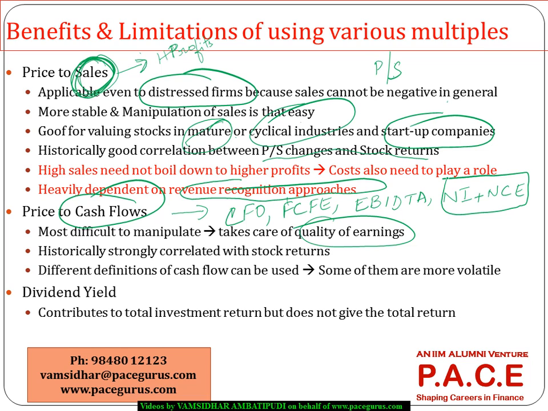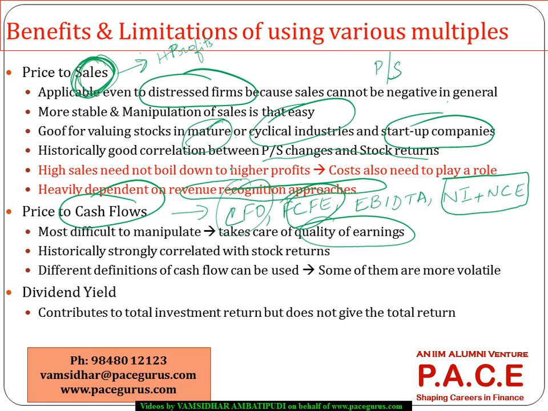So which one is more reliable or more suitable? Because let's say a tool like FCFE is very heavily volatile compared to cash flow from operations. So depending on which one we are using, we may end up in a very highly volatile kind of ratio. So enough care has to be taken while using the cash flow ratios as a multiple.